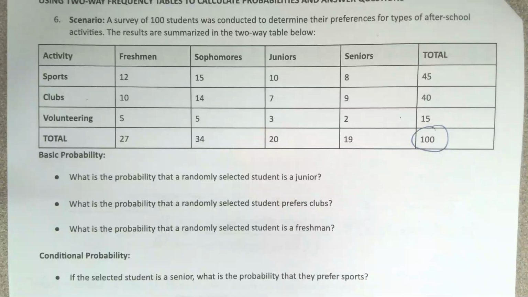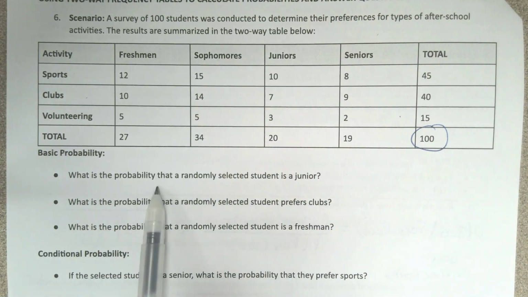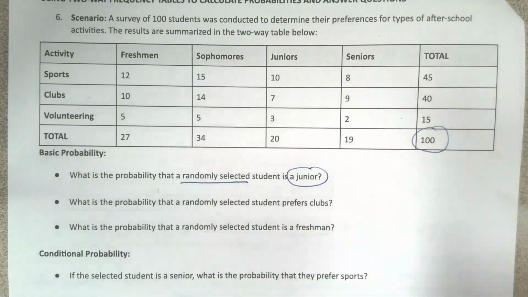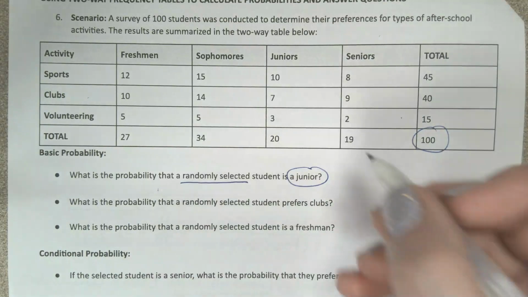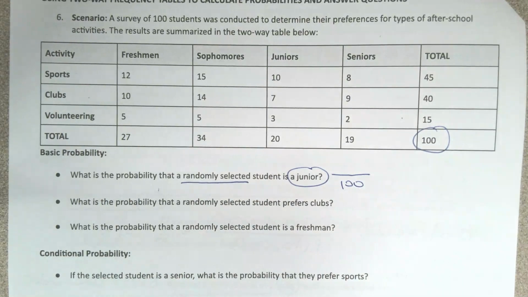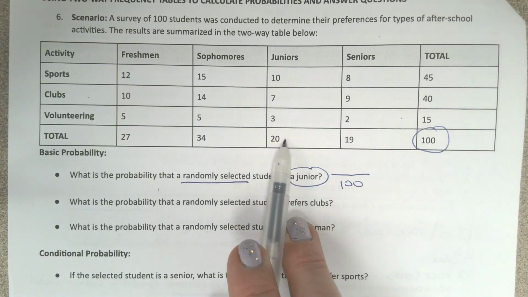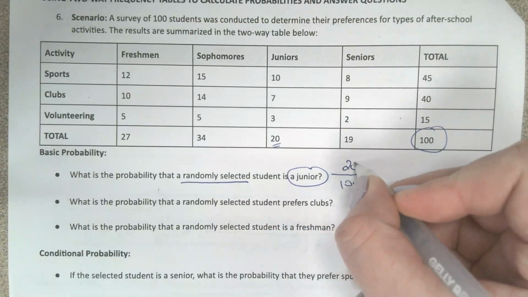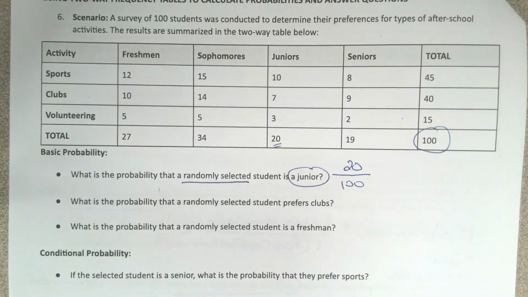So all of this is determined by how the question reads. What's the probability that a randomly selected student is a junior? The randomly selected student, that phrase right there is indicating that I'm talking about everyone, and so therefore my denominator is 100. And when I look at my juniors, I have a total of 20 juniors that I polled. So what is the probability?